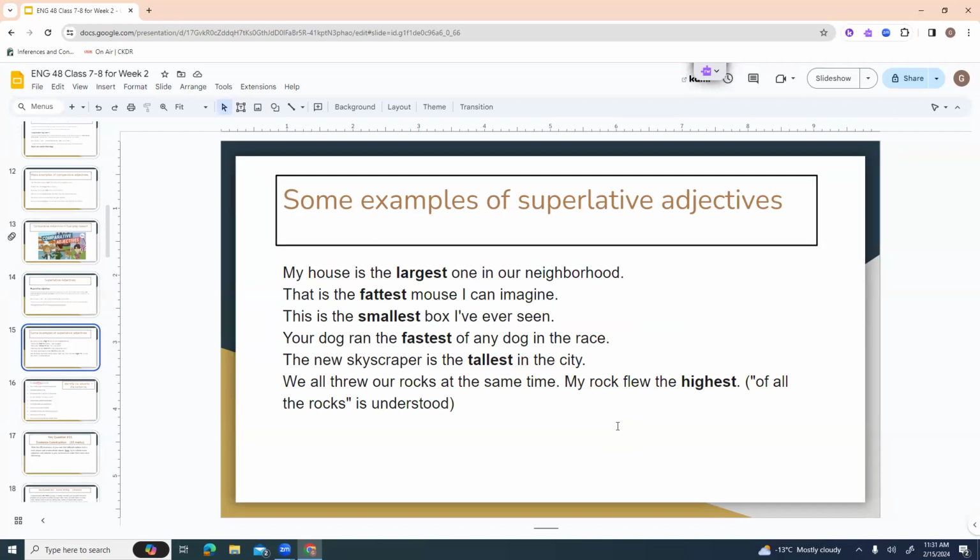We all threw our rocks at the same time. My rock flew the highest. Now, they're pointing this out. Of all the other rocks is understood. And here, the nouns are split up between two sentences. That is still valid. The other part is kind of implied. You have to be kind of aware of it. It's not a typical way to say it, but it's not wrong.